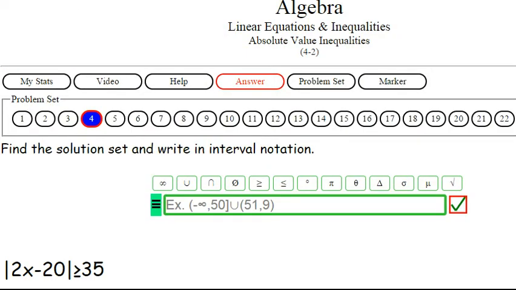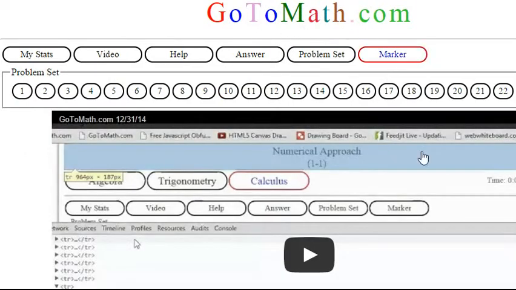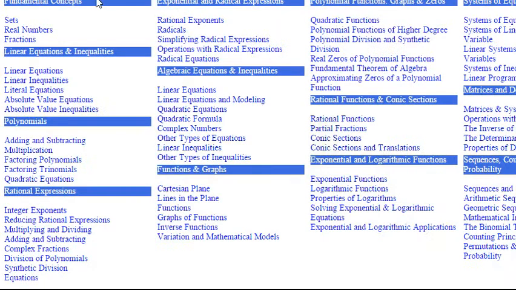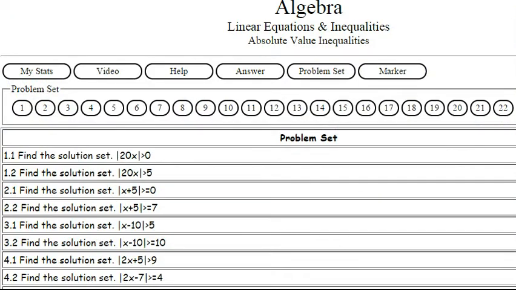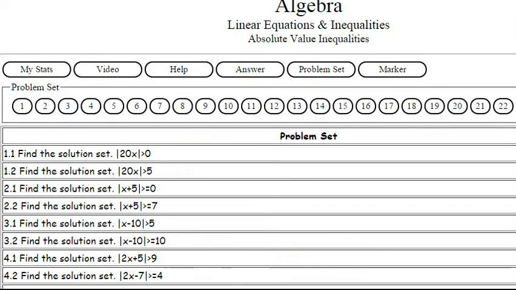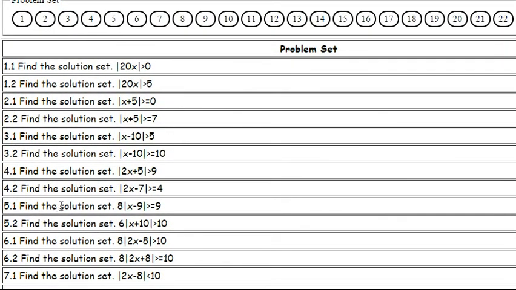Let you do that. Alright, so we're over here at GoToMath.com. Practicing. Come on by. See you later. Okay, so excuse me, we're over here at GoToMath.com. Click on the algebra. Let's go down to absolute value inequalities. I believe that was 4.2. We're going right down the list here. 5.1.